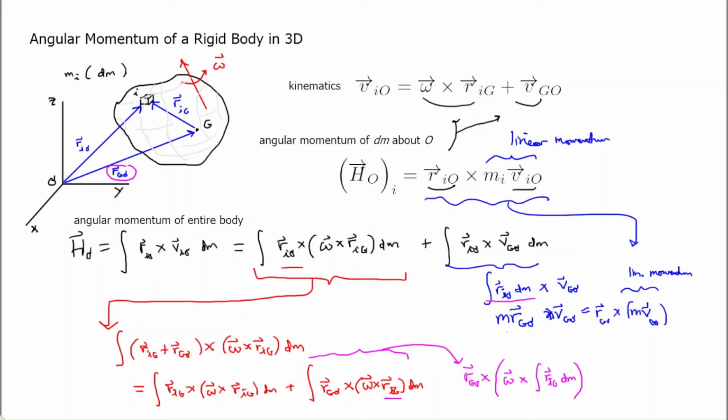And what this is, it's always going to be the mass of the body times the position of the centroid relative to some other point. Well, in this case, it's the position of the centroid relative to itself. Well, the centroid measured relative to itself is always the zero vector. So that gives us this whole integral equal to 0.